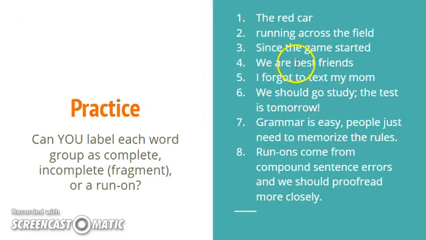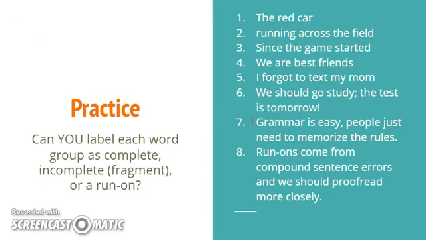Number 4, we are best friends. That's fine. That's a complete sentence all by itself. I have a subject and I have a predicate. I've got my verb, expresses a complete thought. It's fine. Same thing with number 5. I forgot to text my mom is also a complete sentence. No problems. We should go study; the test is tomorrow. Those are 2 complete sentences that have been correctly joined with a semicolon, so it is not a run-on. Number 6 is just fine.